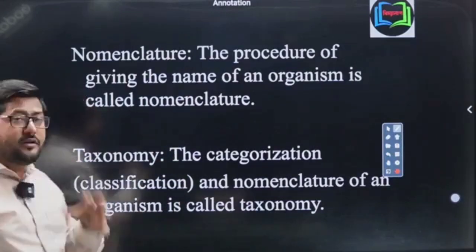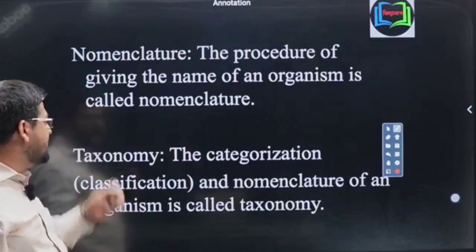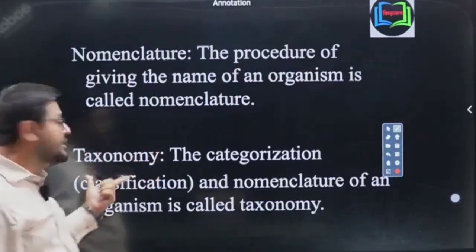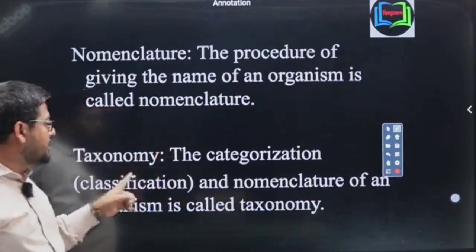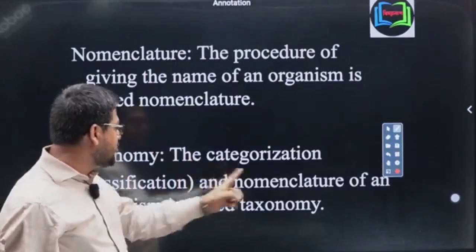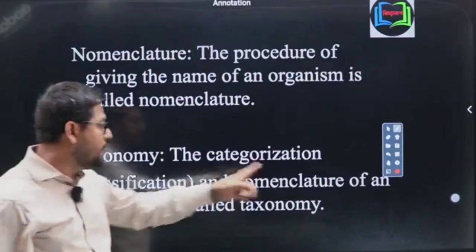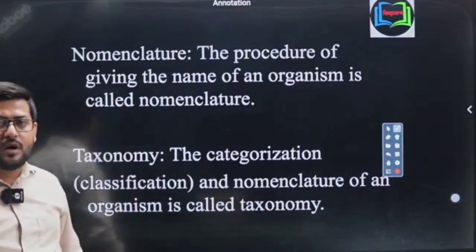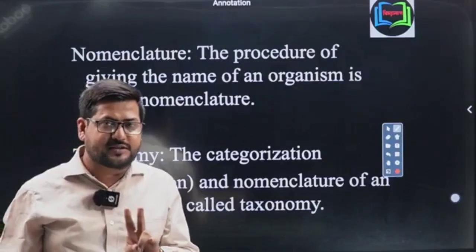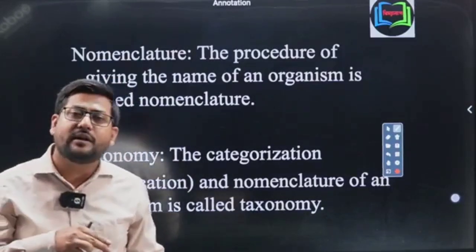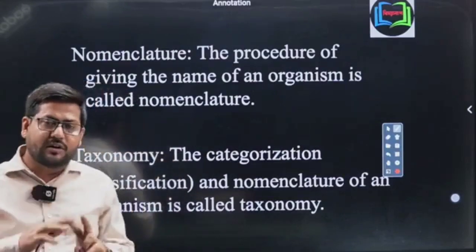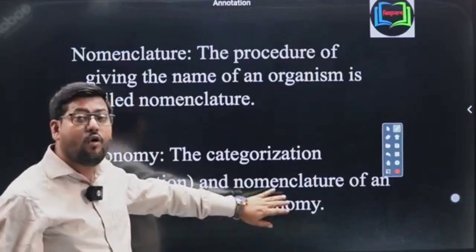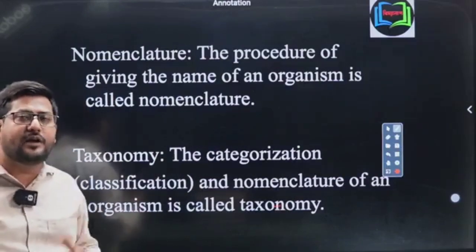So there are many things you must consider for a scientific name. And the branch of biology that deals with this nomenclature process and the categorization of individuals is called taxonomy. In some language you can say categorization means classification, and nomenclature means naming of an individual. So taxonomy includes two different things: number one, classification, and another, giving names or nomenclature. Nomenclature and classification combined are called taxonomy, a branch of biology that always deals with giving names and classification.